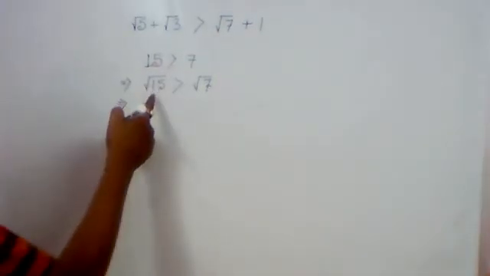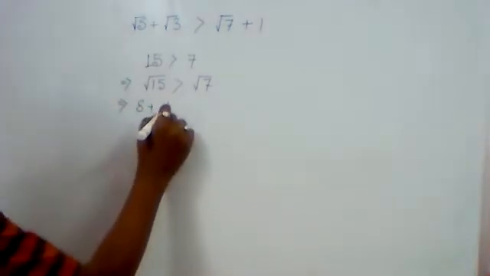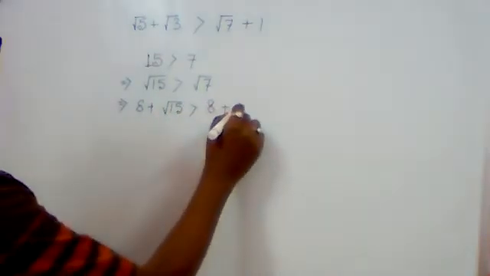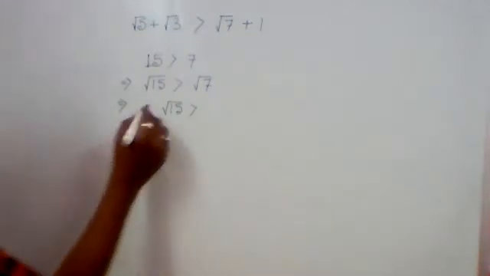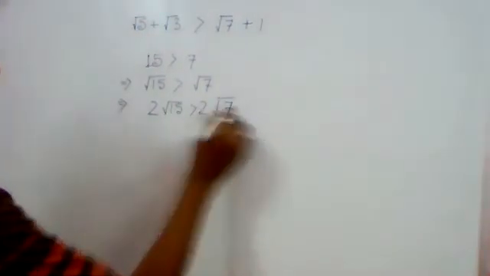Now add 8 on both sides. So it will be 8 plus root 15 greater than 8 plus... Before adding, it is better to multiply by 2 on both sides, because 2 is a positive number, so the inequality holds as it is. So 2 root 15 is greater than 2 root 7.